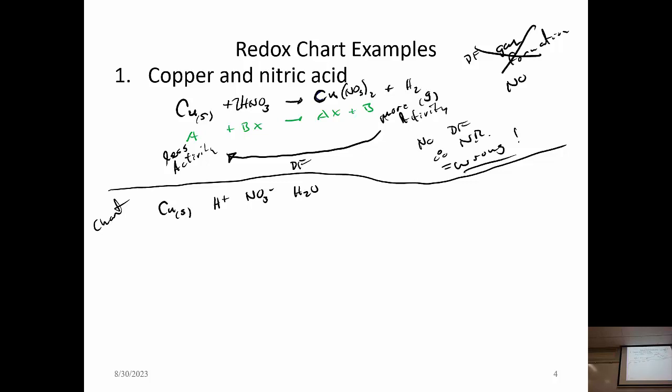And then we go to the chart. So take a look at your chart and look for copper. Is copper on the left side or the right side, or both sides? Do you see copper on the left side, right side, or both sides?